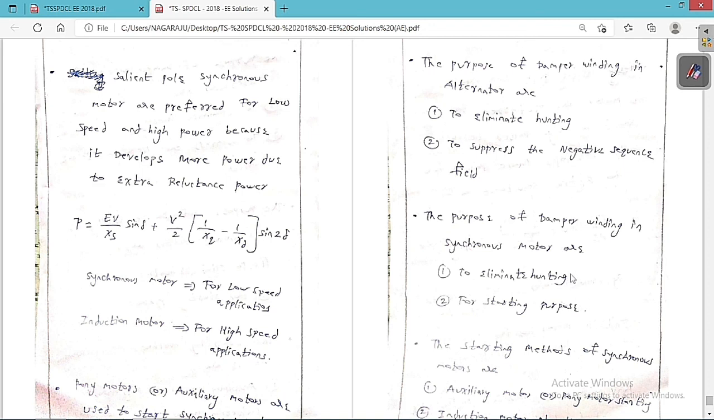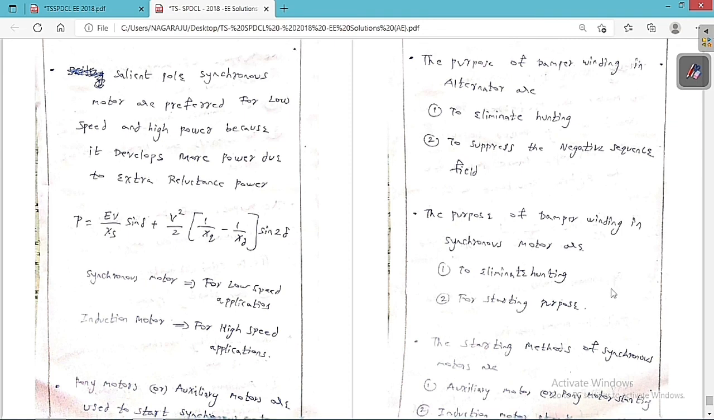Eliminating hunting means, suppose suddenly the load is decreased. So speed will be higher than synchronous speed. Then the induction generator torque is going to act in the opposite direction of the rotor rotation, so speed will decrease to Ns. Similarly, suppose the load is increased, so speed will decrease, Nr less than Ns. Then the induction motor torque is going to act in the direction of rotation of the rotor, so it will increase the speed, and therefore Nr will become equal to Ns. So basically it is hunting for a new stable point. Whenever there is a sudden change in load, the motor is going to hunt for a new stable point. It is called hunting.